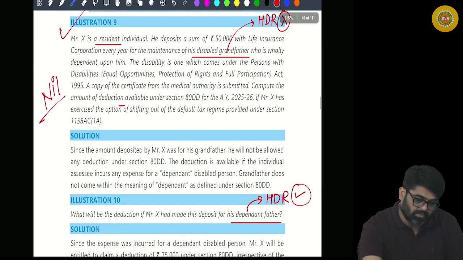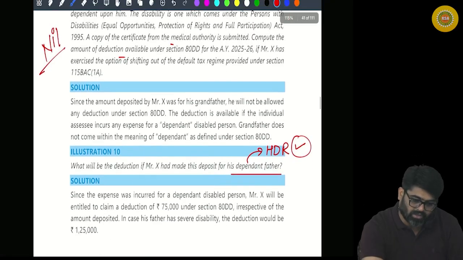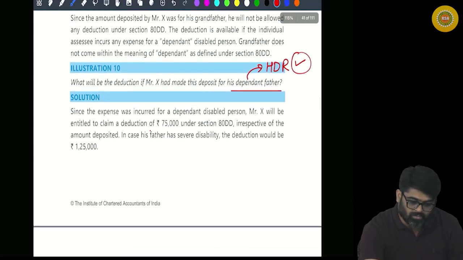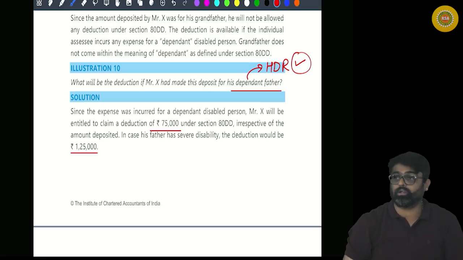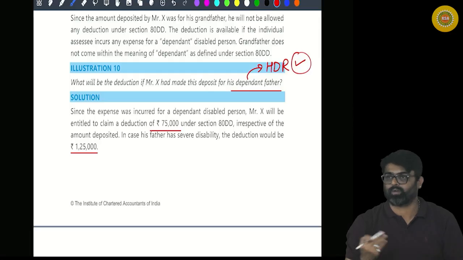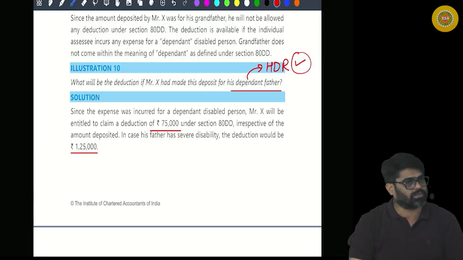How much disability? Wholly dependent disability is one which comes under the Person with Disabilities Equal Opportunity Act. A copy of the certificate of the medical authority is submitted. Disability percentage is not given. So either the amount can be 75,000 or the amount can be 1,25,000, depending on the disability percentage of the father, which is not given in the question.